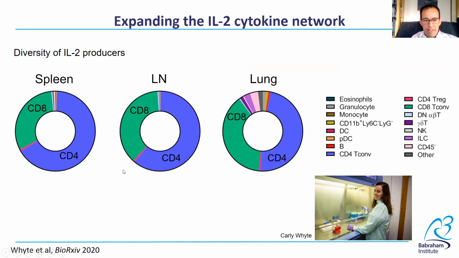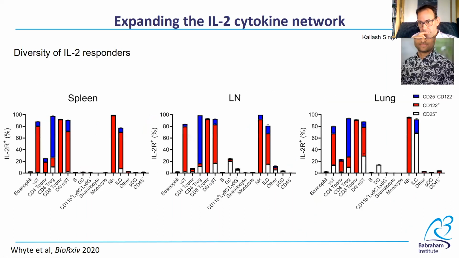So if we look in the spleen and the lymph nodes, certainly CD4 cells are the main producers. This is the percentage of total IL-2 producers that are of different lineages, CD4 T cells, CD8 T cells, the vast majority. However, if we do look at tissues such as the lung, we start seeing other lineages come forward. And if we look under inflammatory conditions, we can see that minor populations that don't normally express much IL-2 start to become a more important source. So there is more of a diversity of producers than we expected.